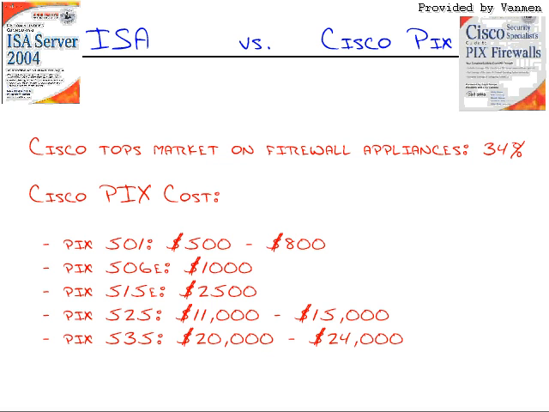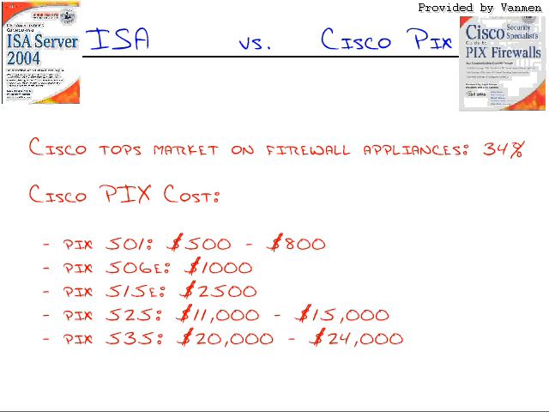Cisco PIX costs widely vary. I have a Cisco PIX 501 sitting right next to me. I love this little guy. It's a little micro, smaller than, I'm trying to think, I guess I have nothing to compare that to. It is a small little box. I would say about 6 inches by 6 inches, and about an inch thick. Okay, I'm done talking about that 501.